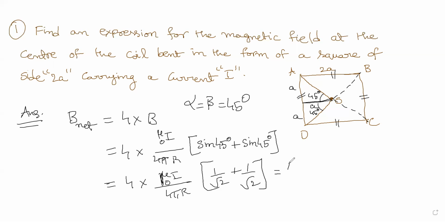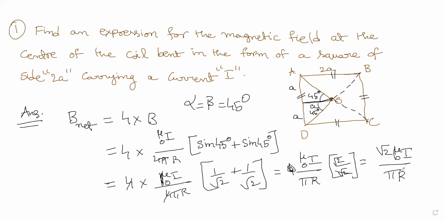So here you have 4 into, let's cancel this 4. Mu naught I by pi r into 2 by root 2. This is what you have. Root 2 and 2 get cancelled. So you have the final answer, that is root 2 mu naught I divided by pi r. So that's the answer you have, root 2 mu naught I by pi r.